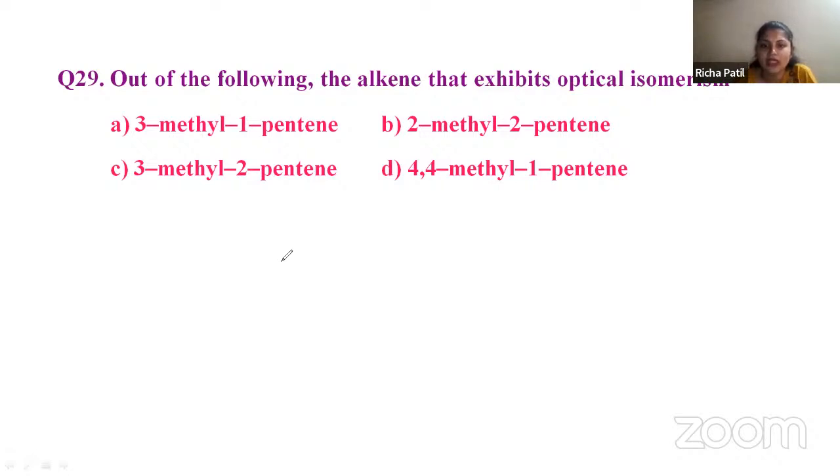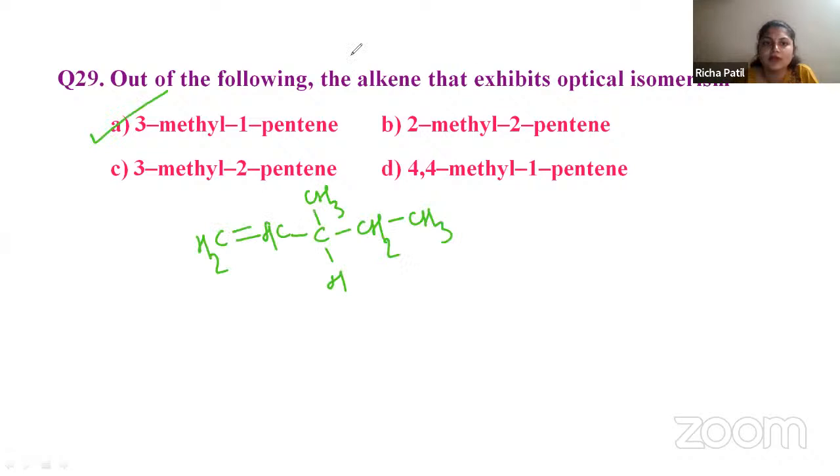No, not B. Yes, again Lohit Kumar, correct. It is A. So how is it A? Just see the structure: CH2, CH, C, CH3, H, CH2, CH3, pentene, right? What is the structure?